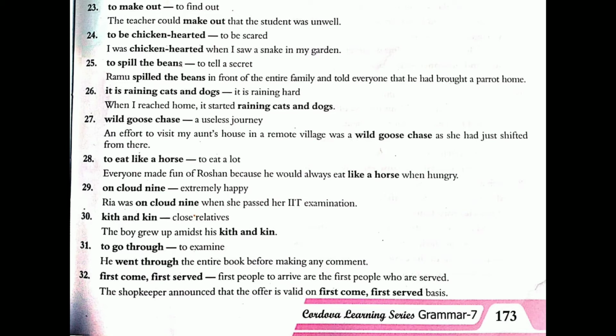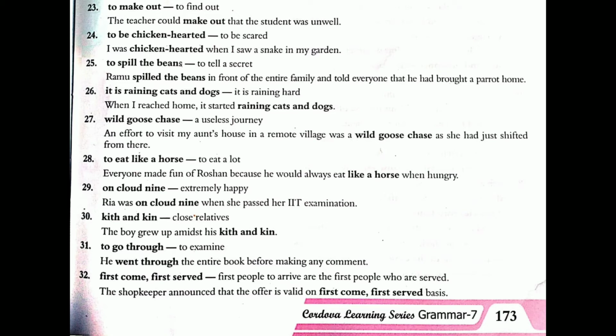Number 28, to eat like a horse. That means to eat a lot, eat too much. Everyone made fun of Roshan because he would always eat like a horse when hungry. So this we can use when somebody is eating too much. So in that form we can use to eat like a horse.